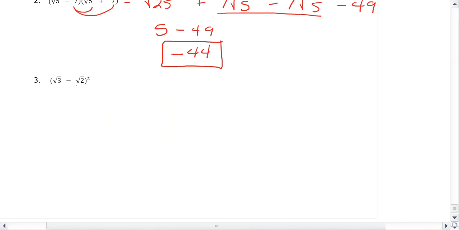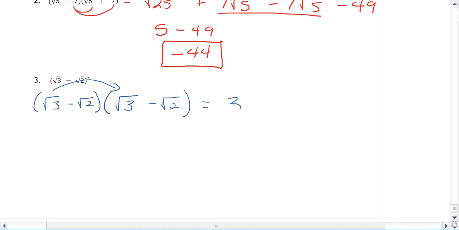In example 3, I can see that I have a binomial squared. And since I'm very visual, I do better if I write this out as this binomial times itself. Otherwise, you are in danger of not seeing the foiling. So I'm going to be careful and do it this way. Again, I'll draw the arrows in if that's helpful. Square root 3 times square root 3 is square root 9. Can I just write that as 3? The outer product, square root 3 times negative square root 2 is negative square root 6. The inner product is also negative square root 6.